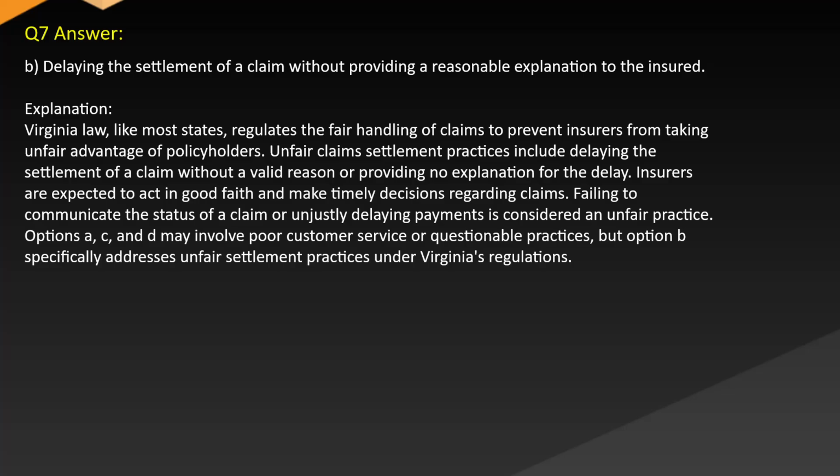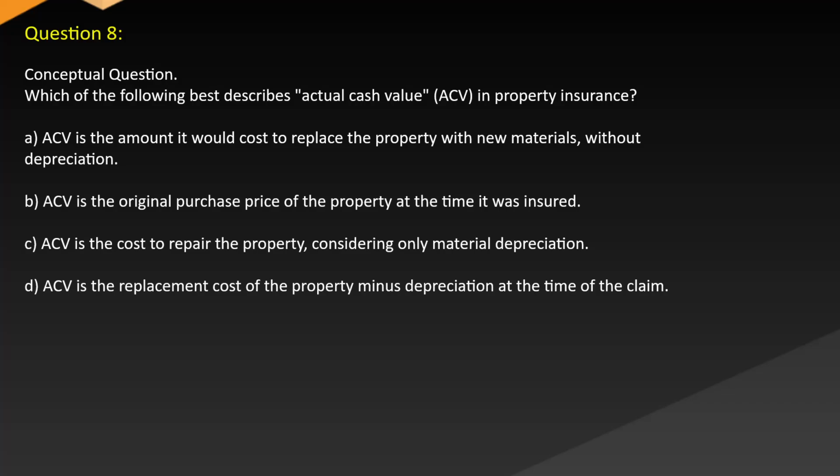Failing to communicate the status of a claim or unjustly delaying payments is considered an unfair practice. Options A, C, and D may involve poor customer service or questionable practices, but option B specifically addresses unfair settlement practices under Virginia's regulations. Question 8.